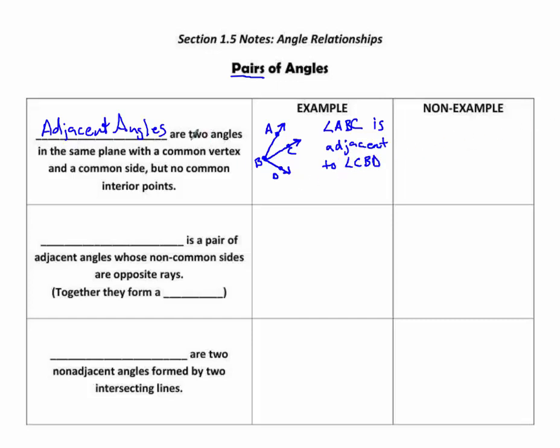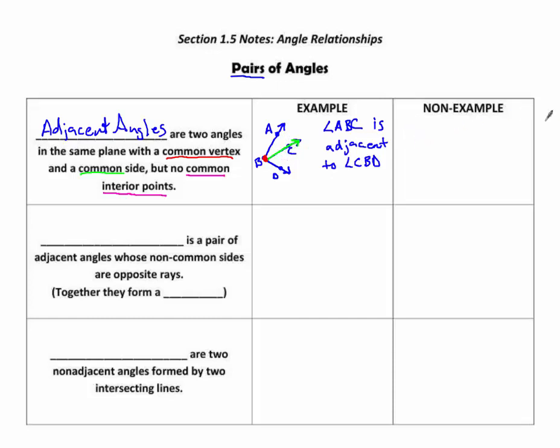And you can see that they are two angles in the same plane with a common vertex and a common side right there. No common interior points. So they don't have any interior points that are the same. There's no points inside of here.